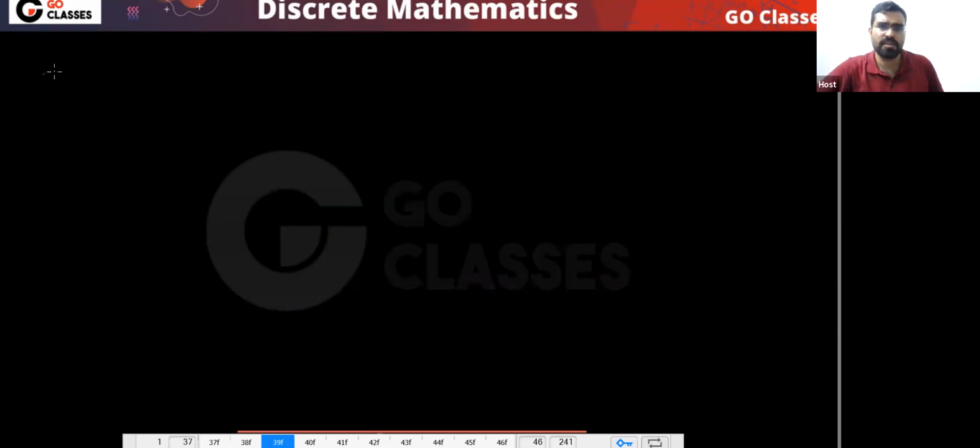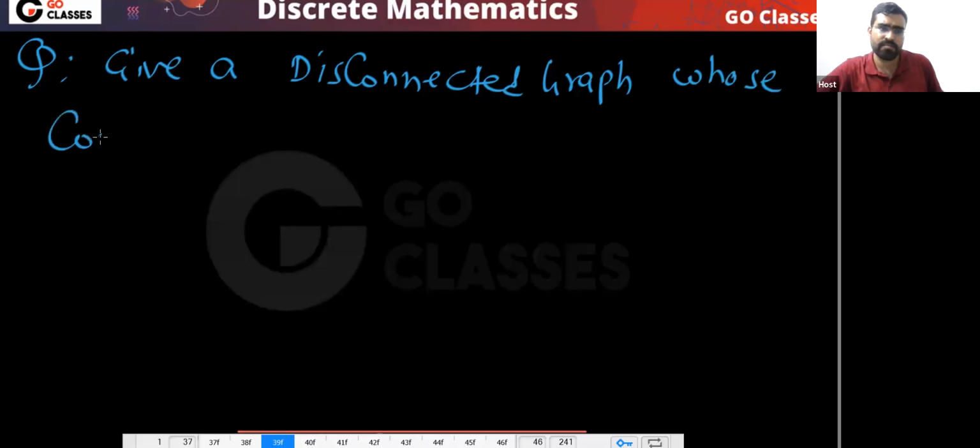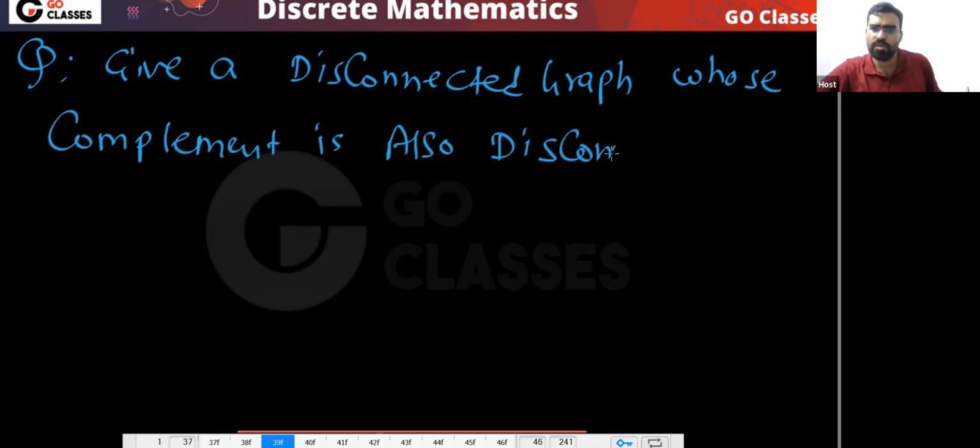The interesting question is, can you give me a disconnected graph whose complement is disconnected? Can you create a disconnected graph? Please try. Can you give a disconnected graph whose complement is also disconnected? So can you try? A single vertex graph is connected.